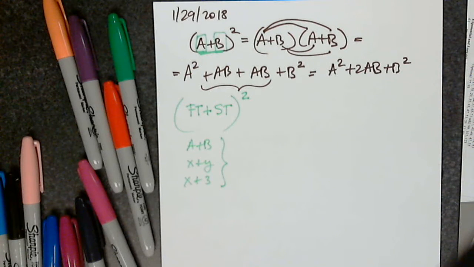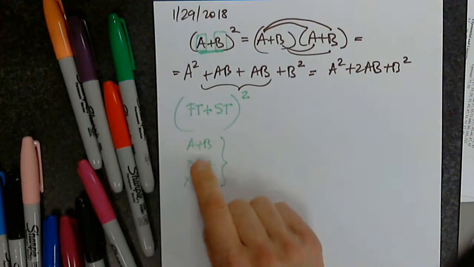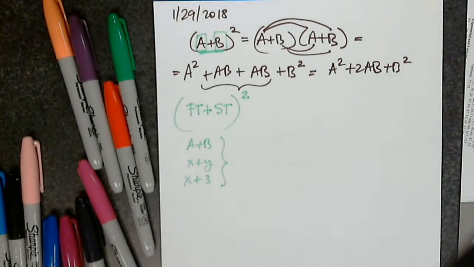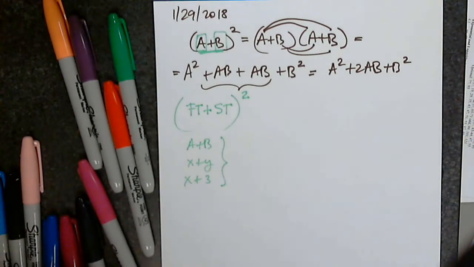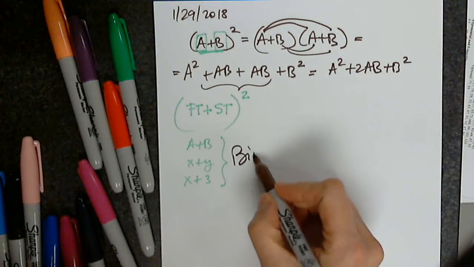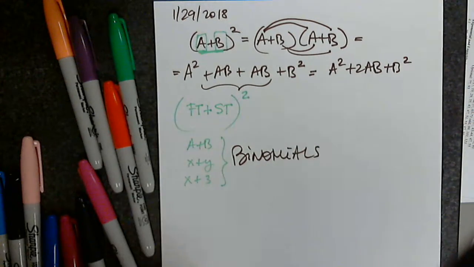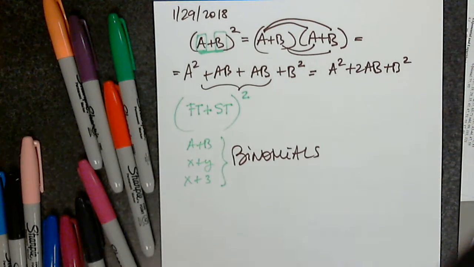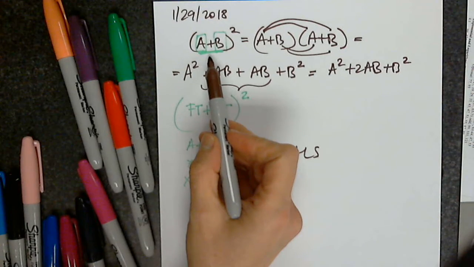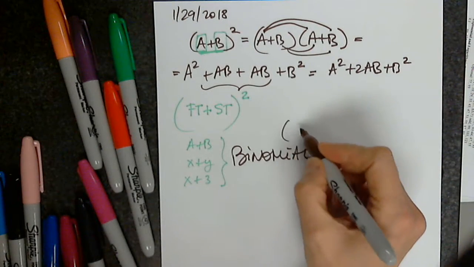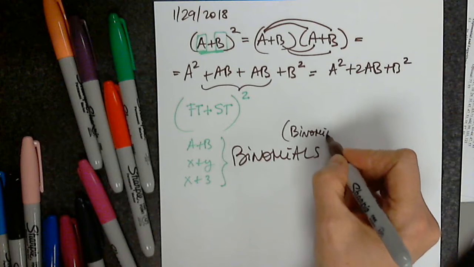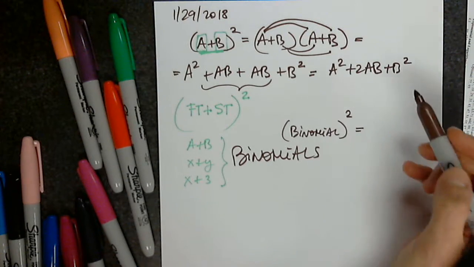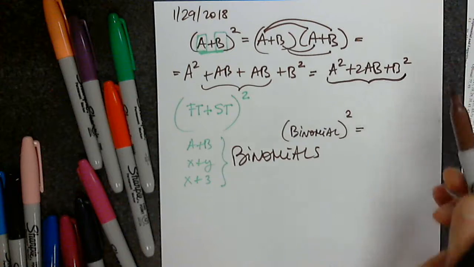That's the key. So how is this called or this or this? They are called, that's something for the notebook, binomials. They are called binomials because they have how many terms? Awesome. Good. So what did I square here? A binomial. Awesome. So when I square a binomial, what did I get? Trinomial. Awesome.